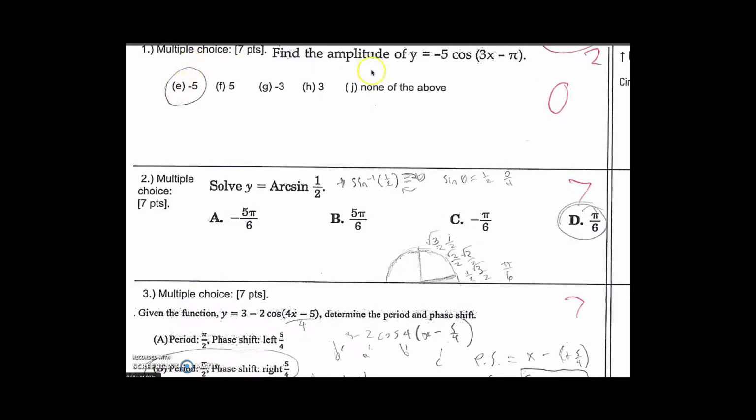Here's an example of a student who got the problem incorrect. They just circled -5 because they saw that. They should have labeled their A, B, C's, and D's.